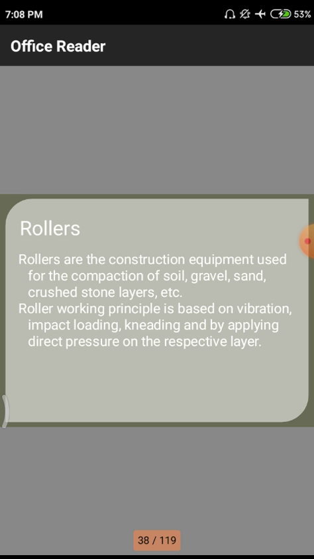Rollers are construction equipment. That means these rollers are mainly used to densify the soil in the field of construction, so they belong to construction equipment used for the compaction of soil. The main purpose of the roller is to compact the soil and gravel, sand and crushed stone layers, etc. Why? Because mainly we are using these rollers for soil. In other fields we are having gravel, sand and crushed stone layers, etc.